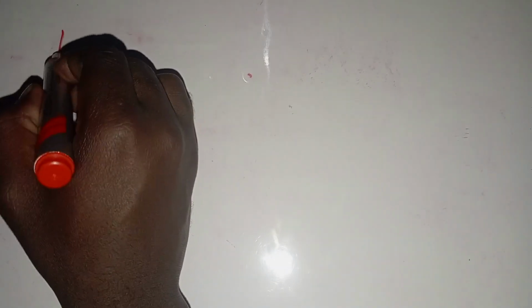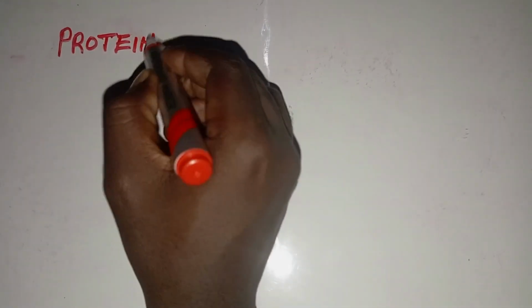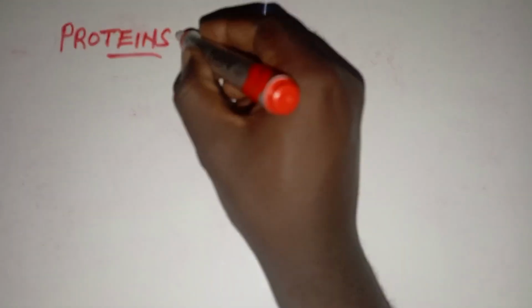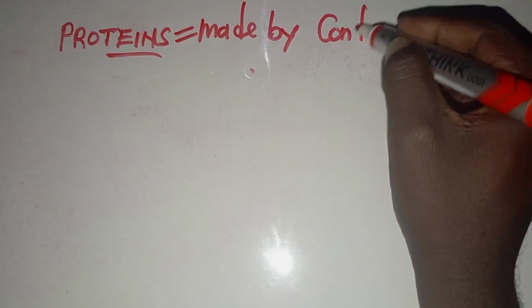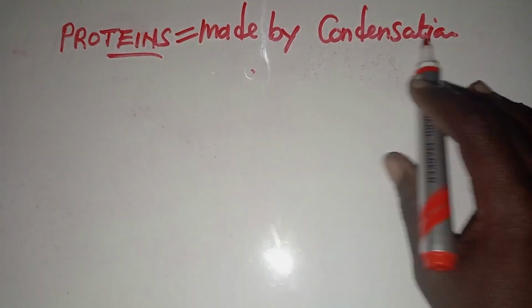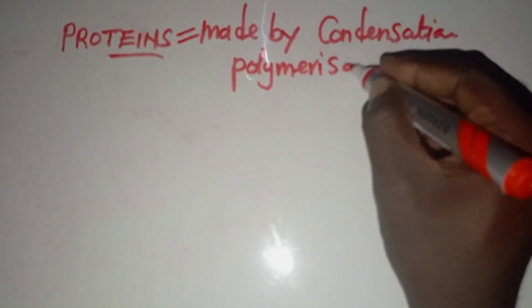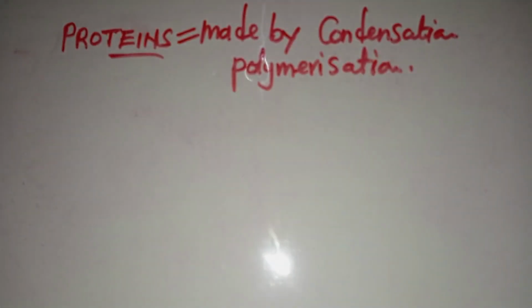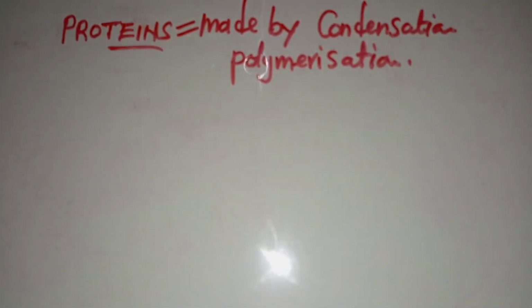So we move to proteins. What are these proteins? You need to understand that proteins are made by what we get to call condensation polymerization. This is what you are supposed to get. The good part is that condensation polymerization, we've already covered it.